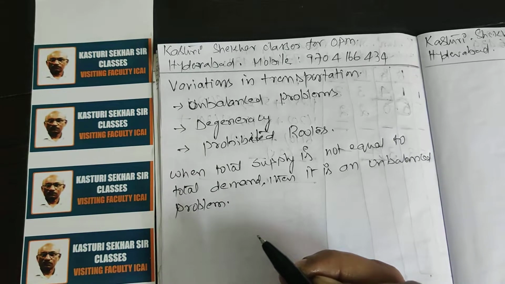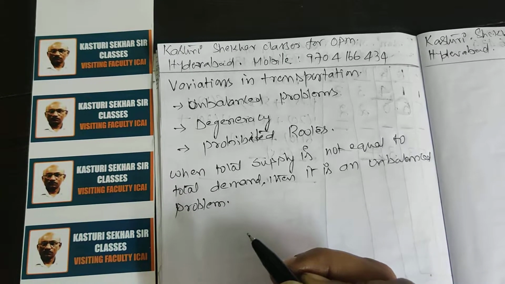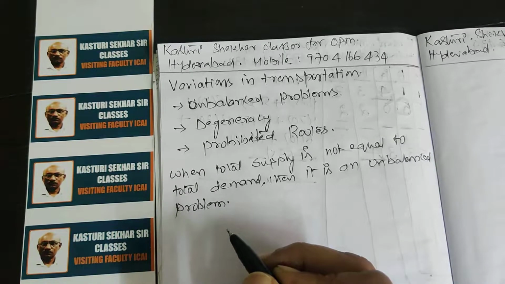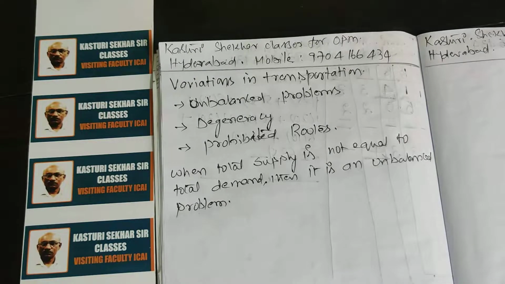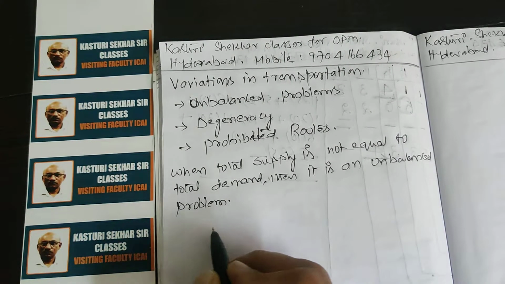What we have to do for solving the questions? One point is very clear to us: only balanced problems have a solution. Again I am repeating this point, only balanced problems have a solution. So an unbalanced problem is first converted into a balanced problem.